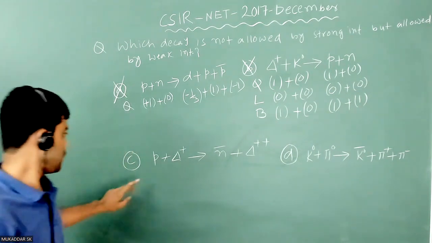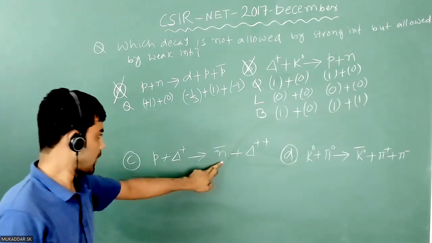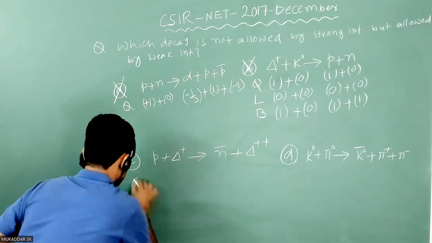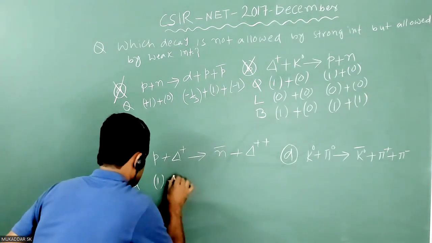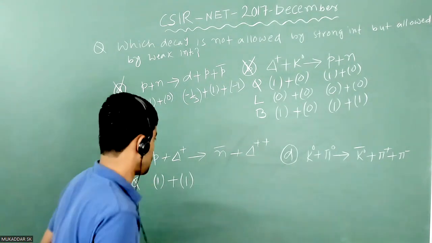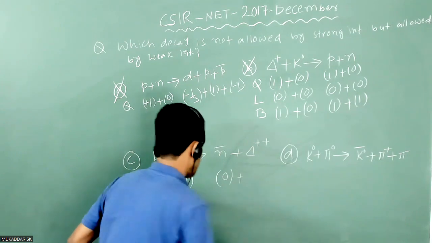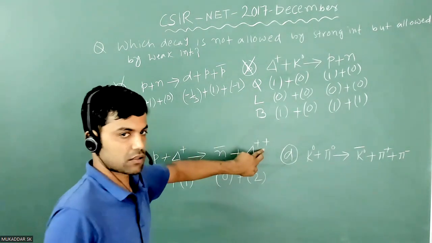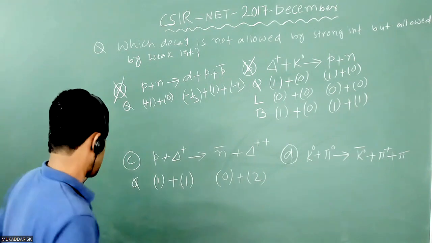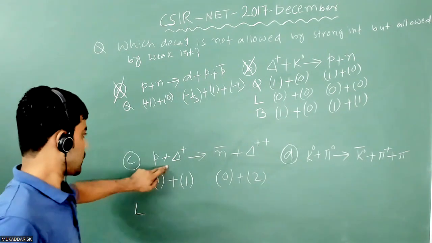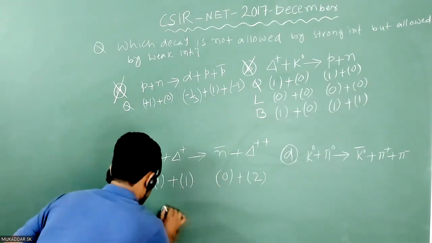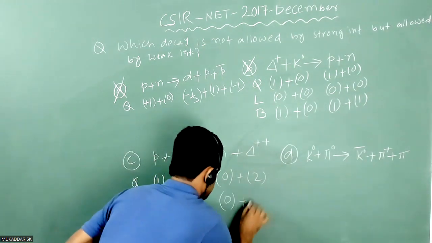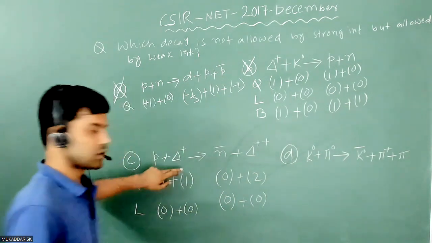Now we'll check decay C, that is P plus delta plus goes to N bar plus delta double plus. So we'll check charge conservation. For P, charge is +1. For delta plus, charge is +1. For N bar, charge will be 0. For delta double plus, charge will be 2, right? Since it is double plus. Okay, so charge is conserved. Now we'll check lepton conservation. None of them are lepton particles, so this number will be 0 for all. So lepton is conserved in this decay.